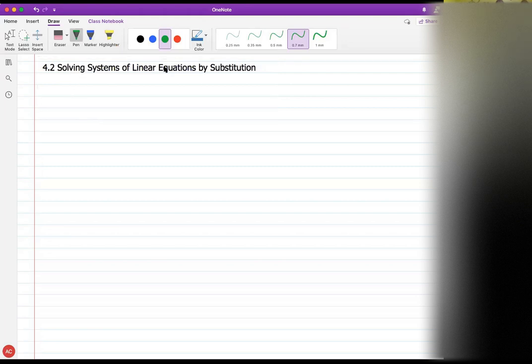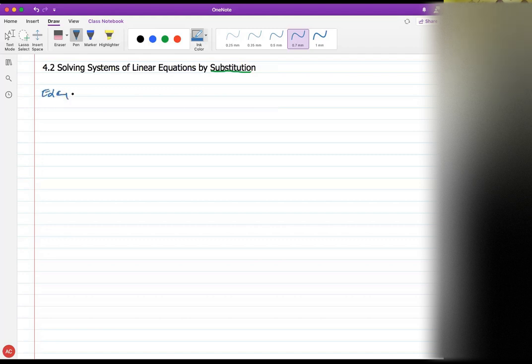We're going to talk about another method of solving systems. Last time we saw how to solve systems using graphing. Today we're going to learn, as I promised you, a method that does not involve graphing, and that's solving algebraically. This method today is called substitution. We have another one we're going to learn next time. It's called elimination. Let's see how the substitution method works to solve linear systems.